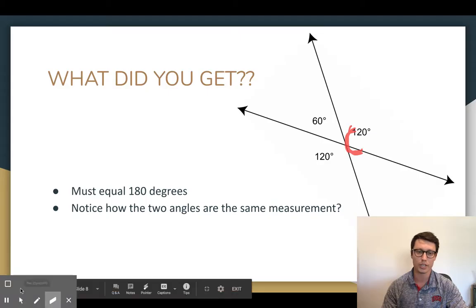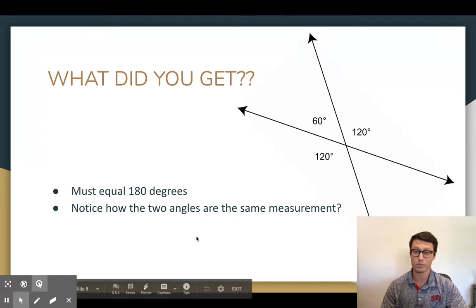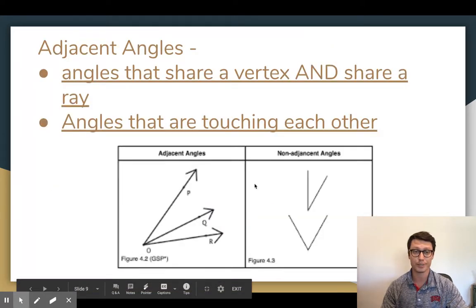Notice how the two angles over here are the same. This is 120, this is 120. This is basically what we're learning today. So now we're actually getting into it.